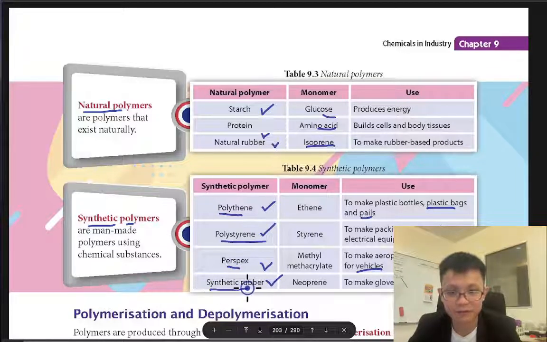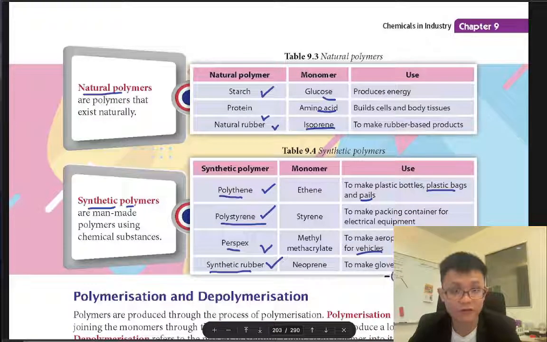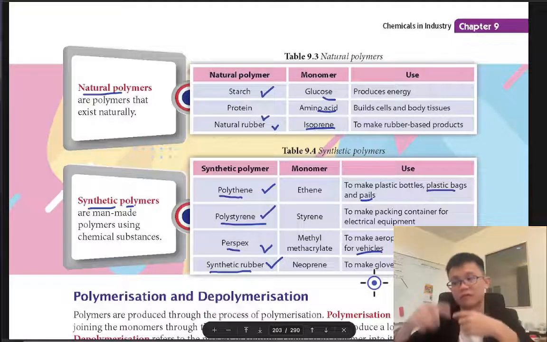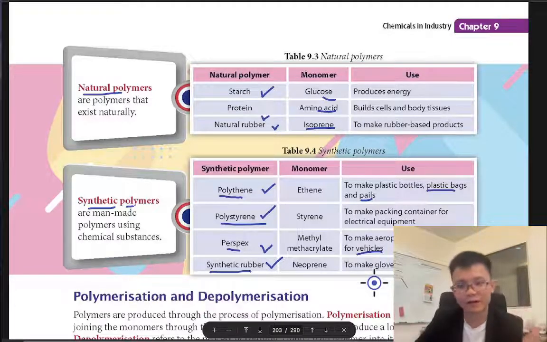Synthetic rubber. You want to make a very strong rubber. For example, you want to make a tire. You don't want to use natural rubber to make a tire. Before you start to move, the tire is already spoiled. Okay, so you want to make a synthetic tire.